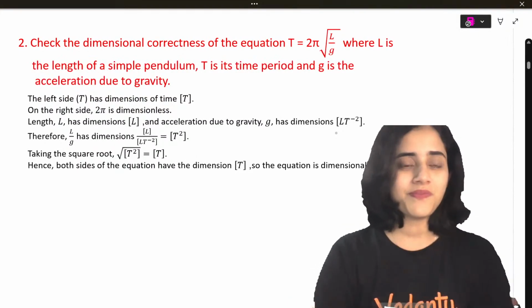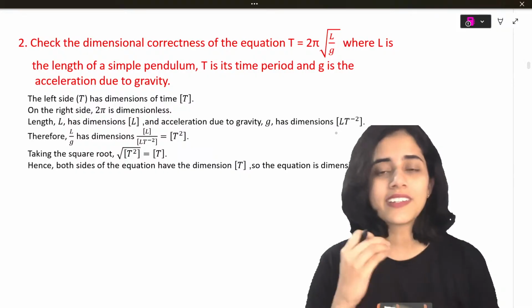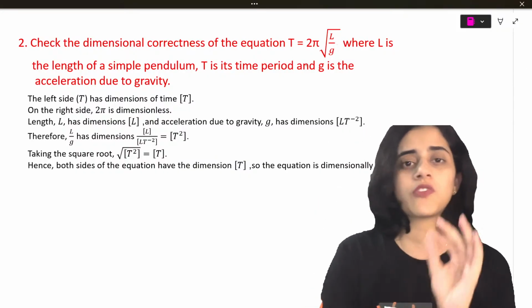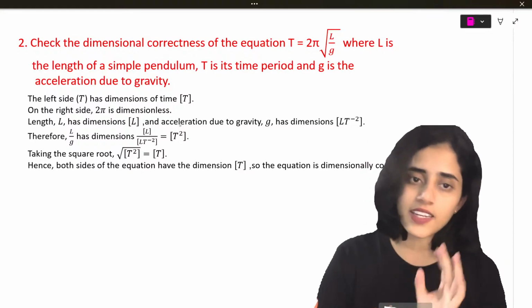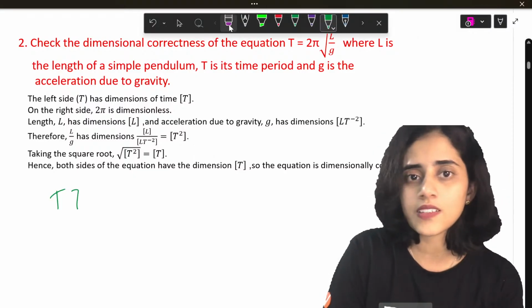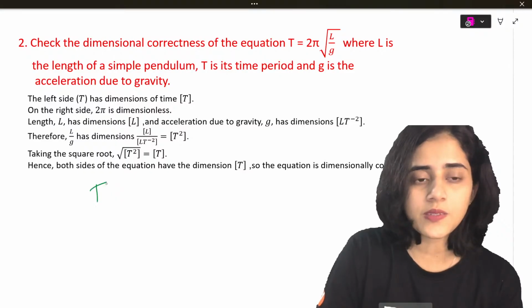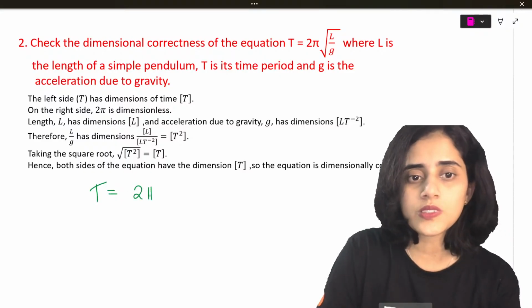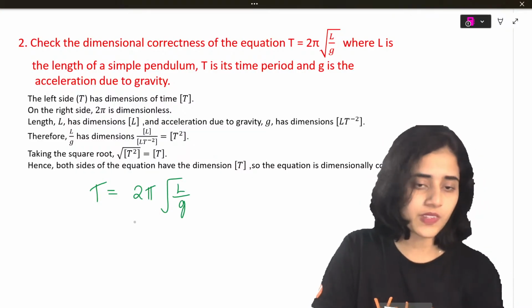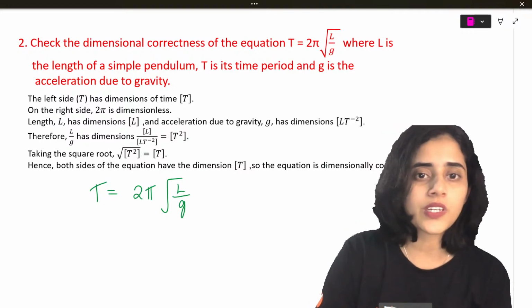Quickly. Next question. Check the dimensional correctness of the equation T is equal to 2 pi root of L by G. Similar question. So we have to check if the dimension is correct. So let's do it. So the equation is T is equal to 2 pi square root of L by G. Now 2 pi does not have dimensions, so we'll ignore it. Okay?